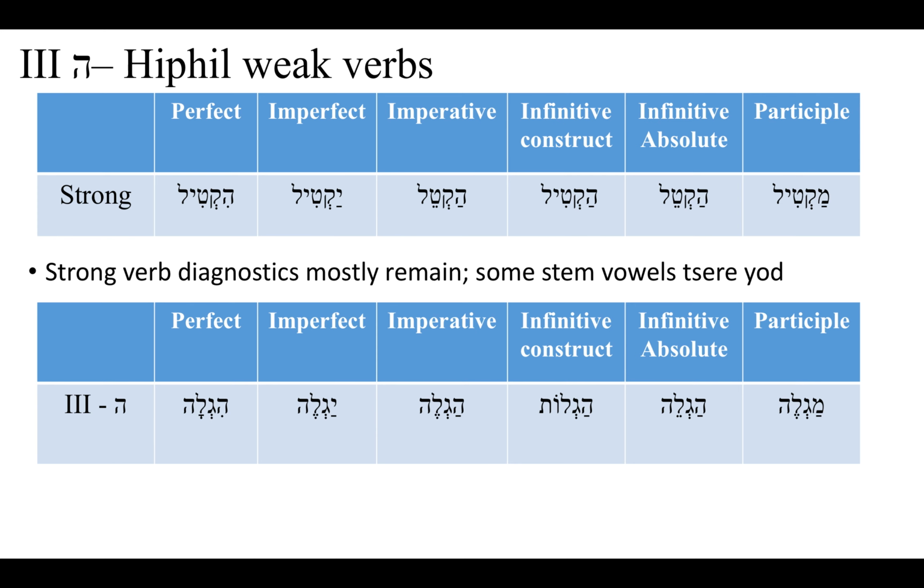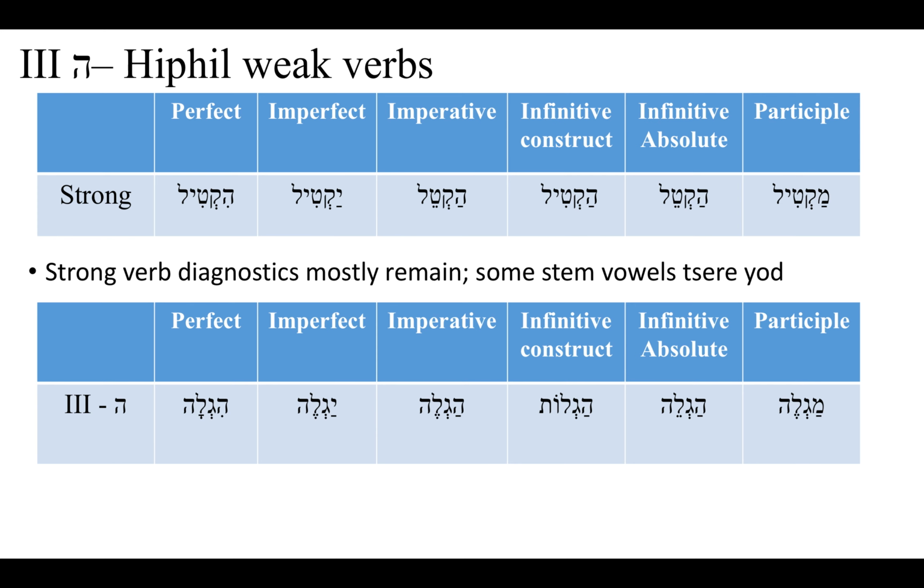So for example, the perfect here, instead of the Hiphil strong form, we have higla, so the hirek yod is lost there. We have a kametz he ending here for that one with the third he. In the imperfect, we have yagle, so the hirek yod once again is lost, and a segol there shows up. It's the same thing with the imperative. A tsere from haktel becomes a segol.